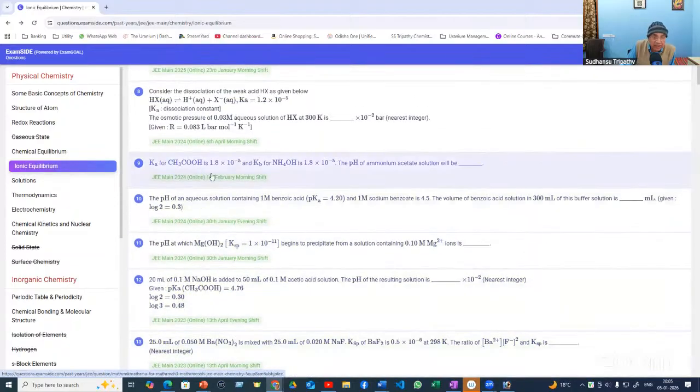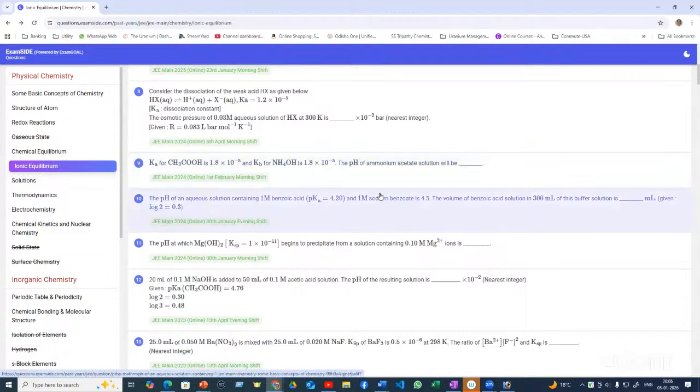Ka of acetic acid is this, Kb of ammonium hydroxide is this. These are identical, so the pH of ammonium acetate will be exactly 7. Yes or no? Yes, sir. Half into pKW plus pKa minus pKb, so they are identical, so that will cancel out, so it will be 7.